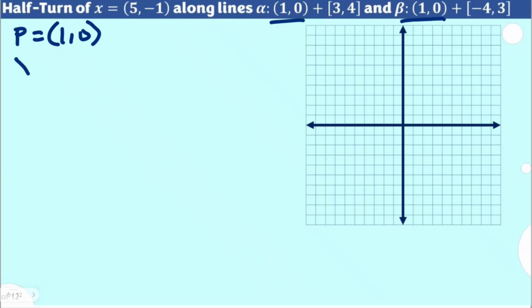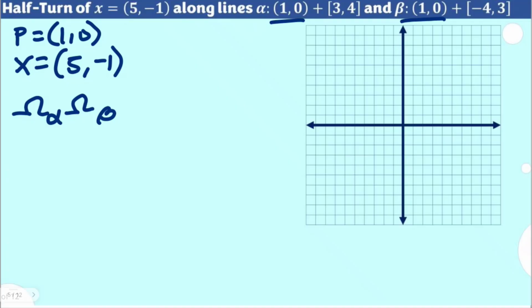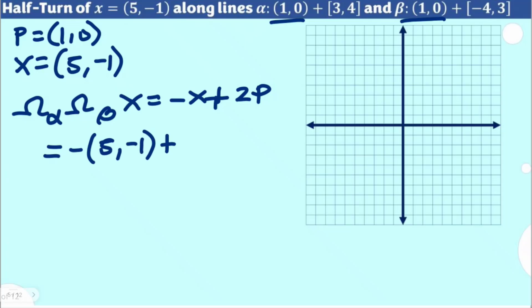Together with our point x being 5 and negative 1, we can now determine the half turn of your point x along the lines alpha and beta by the formula negative x plus 2p. Okay? So basically, simply try to substitute here negative of your x, 5, negative 1, plus twice your p, 1 and 0. Again, it's a common point for both lines, so it's already there.